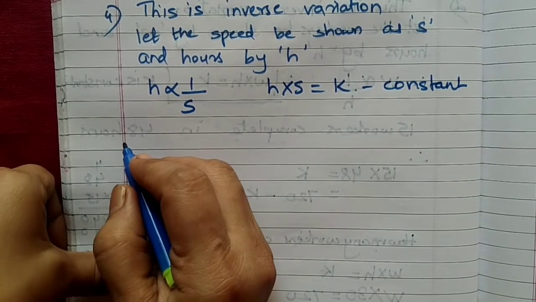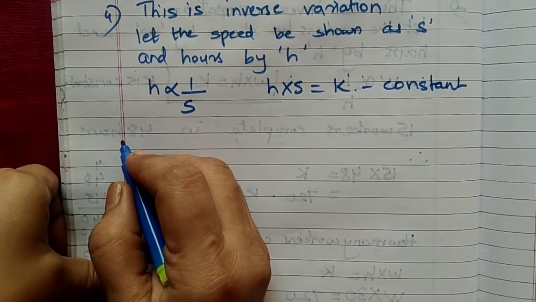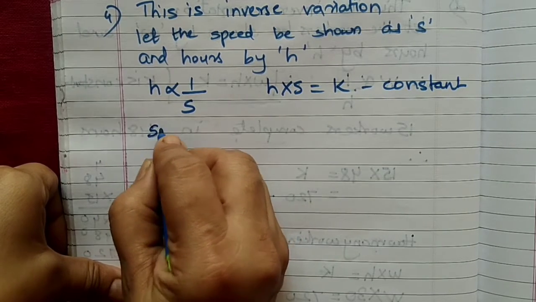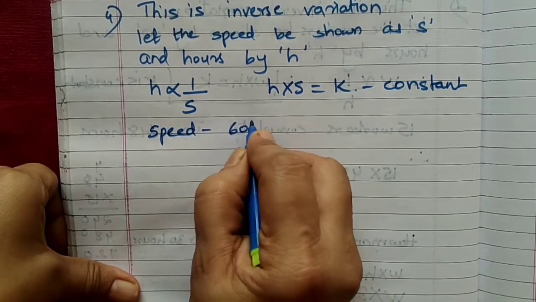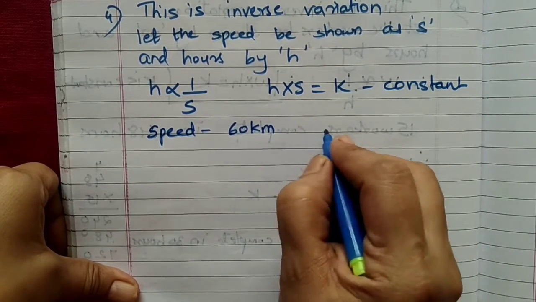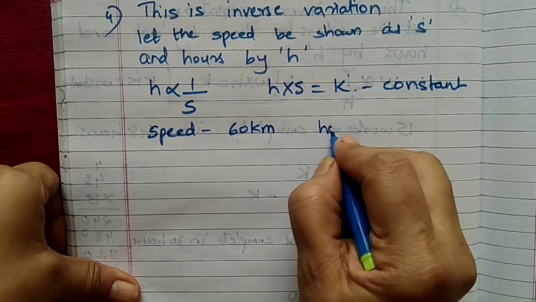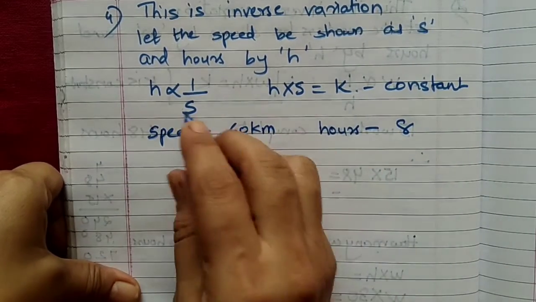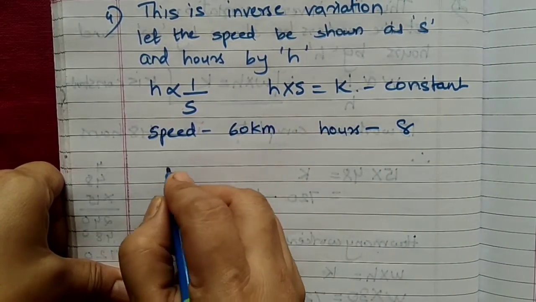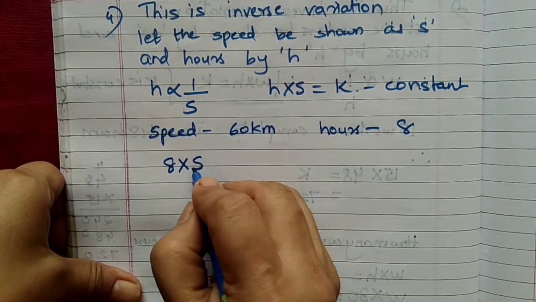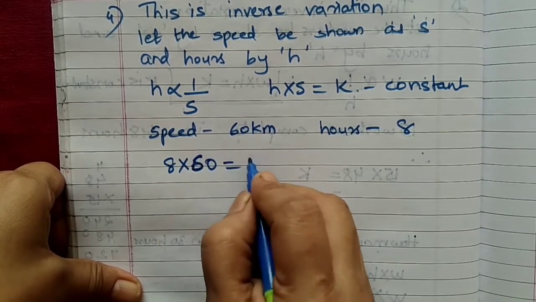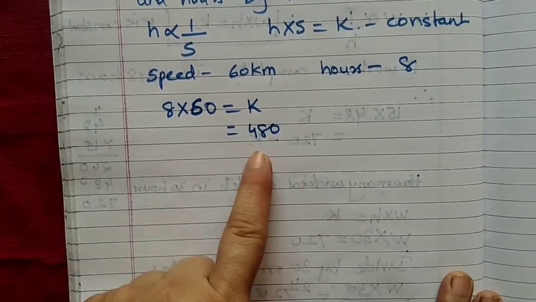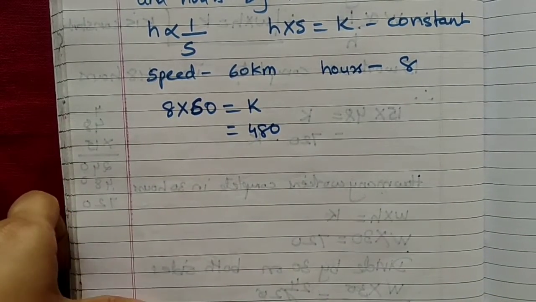Now what have they given us first? Speed 60 kilometers, and hours taken is 8. That is the first part. So we will write here: hours is 8 into speed is 60, that is equal to K. So 6 8s are 48, that will be 480. So the distance is 480.